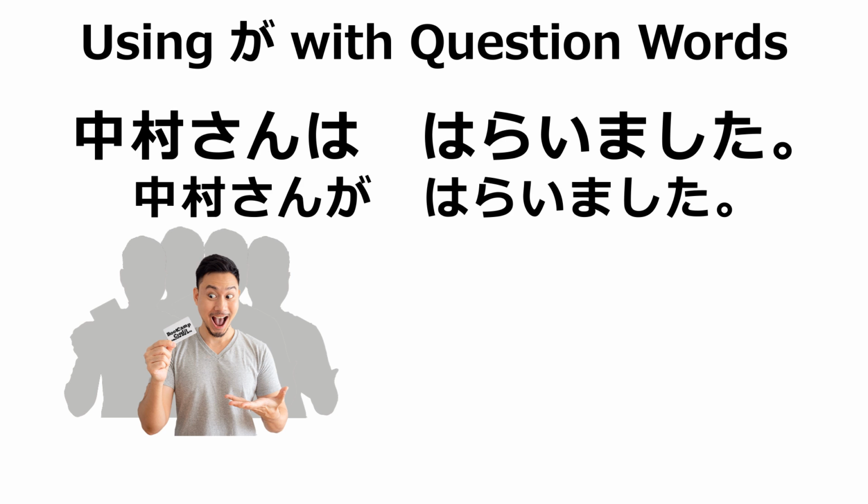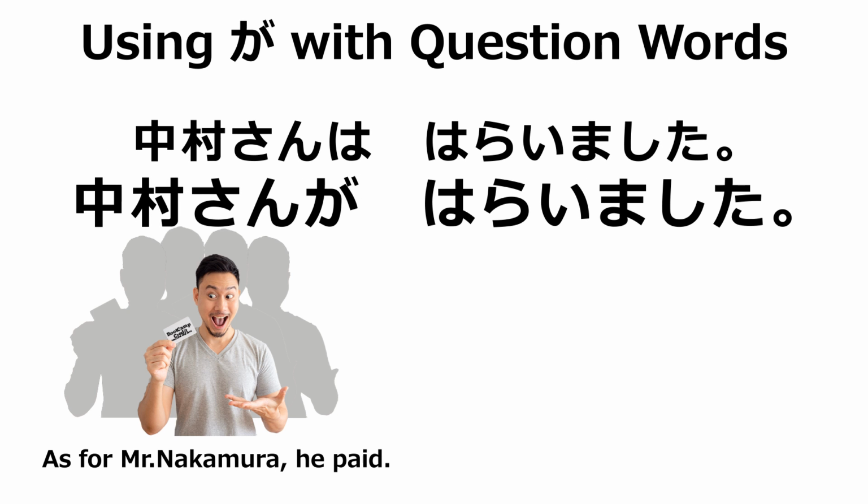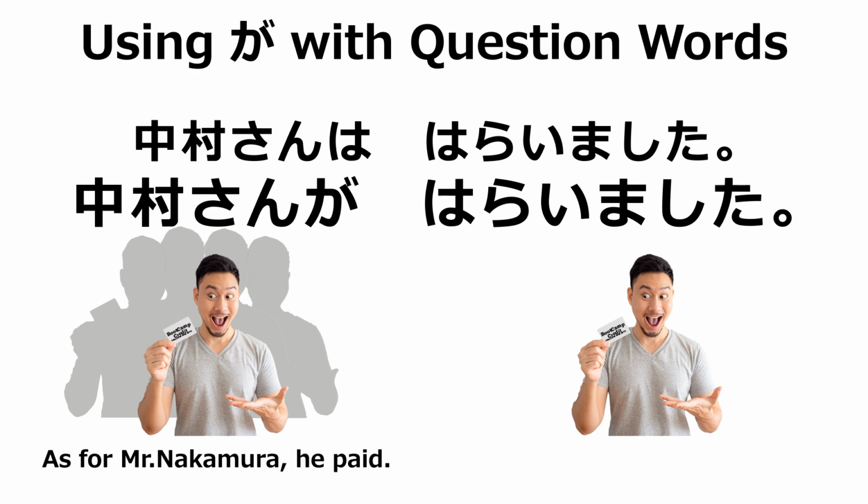You could directly translate this as, for Mr. Nakamura, he paid. The second sentence mentions Nakamura-san exhaustively. He is the one specific person that did the action. A direct translation of this would be, Mr. Nakamura is the one that paid.